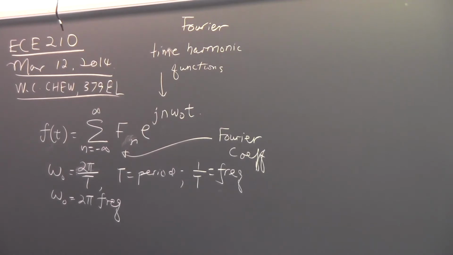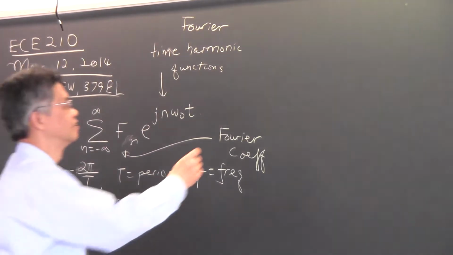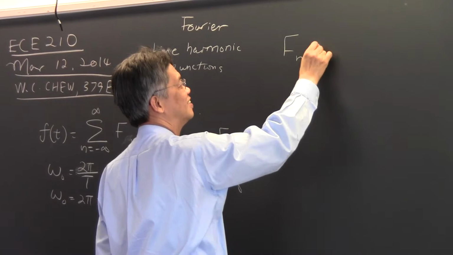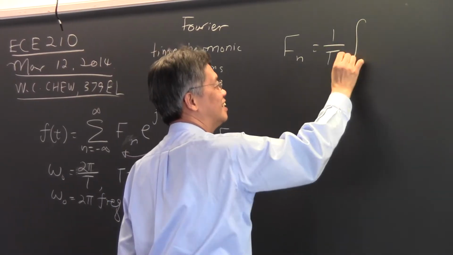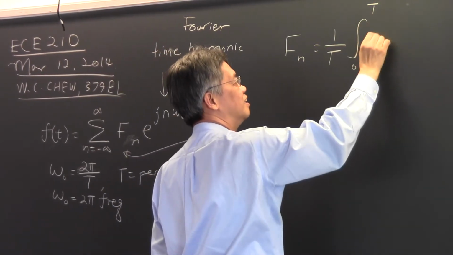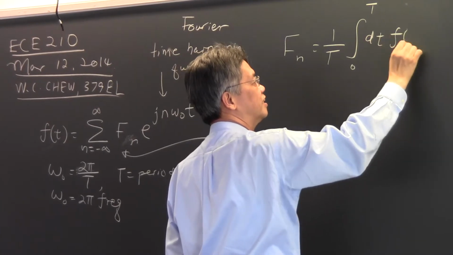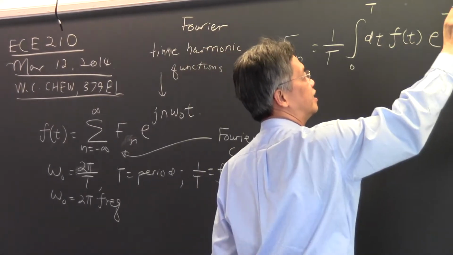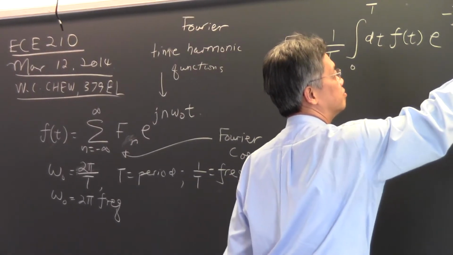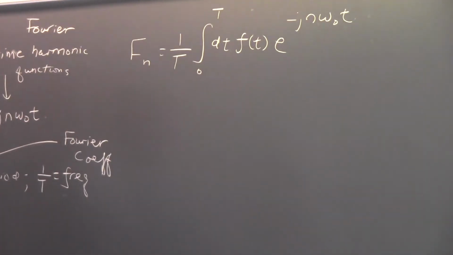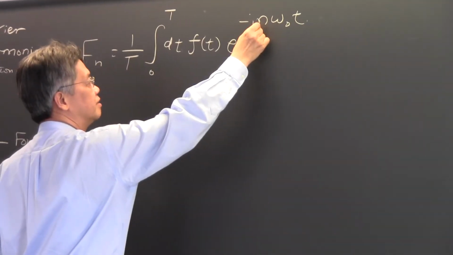So does anybody remember the formula for f sub n? Very good, excellent. It is the integral over a period of dt f of t e to the minus j n omega naught t. Okay, that is the formula for f sub n.